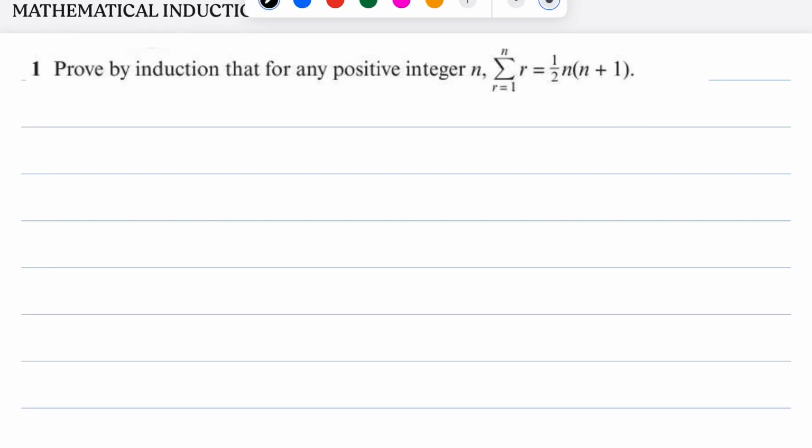Welcome, this is a worksheet based upon mathematical induction. So let's try to solve the questions. For the first mathematical induction, let us try to expand the statement.